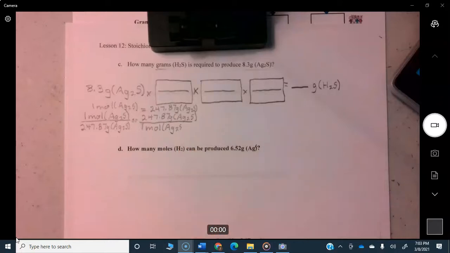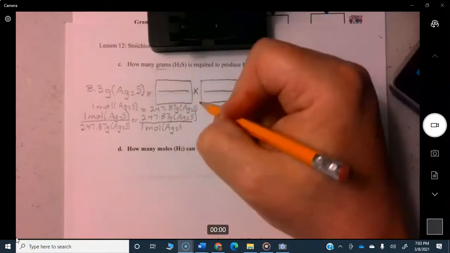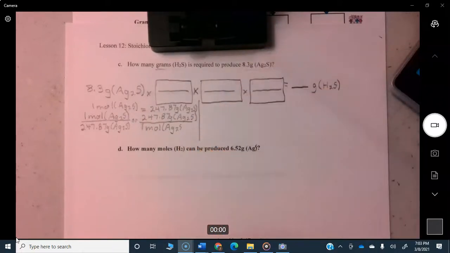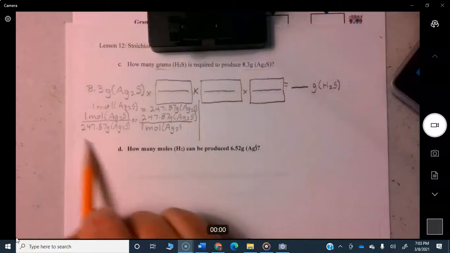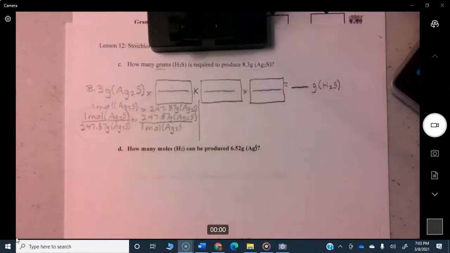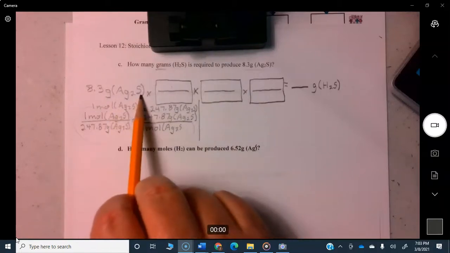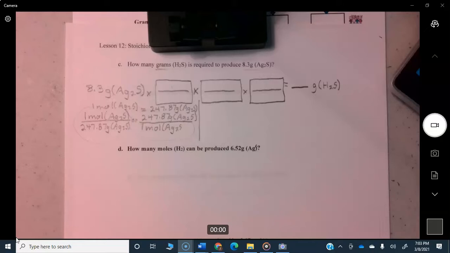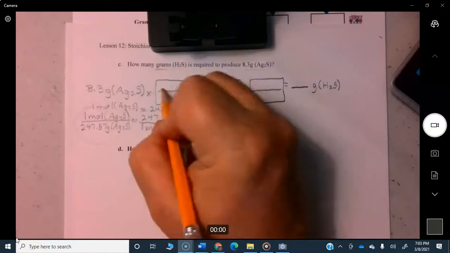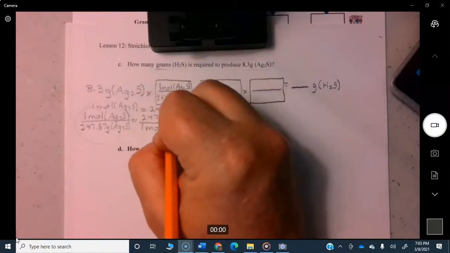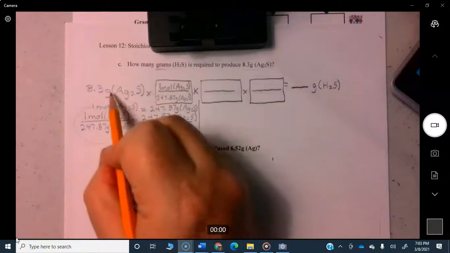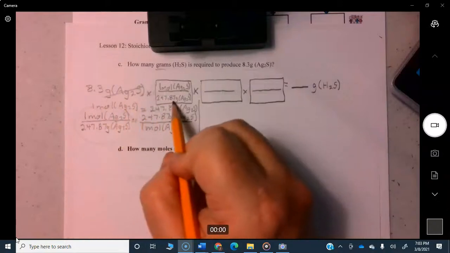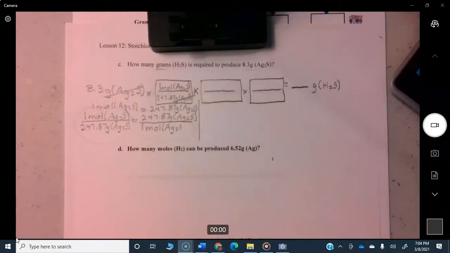Okay, it's going to be really tight on space, so I'm going to go ahead right away and draw a line right there. Okay, so which one of these two goes in there? Hopefully this is starting to be automatic by now. You need to get grams of Ag2S to cancel because it's not in the final answer. So we're going to use this. Okay, so here's grams of Ag2S and grams of Ag2S gone.